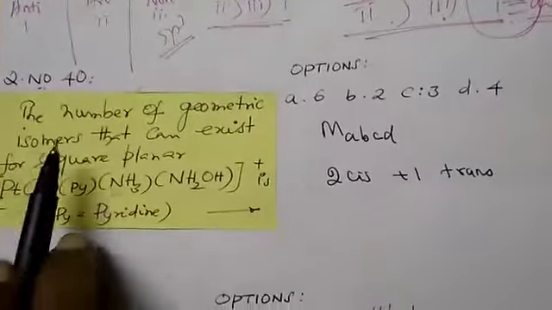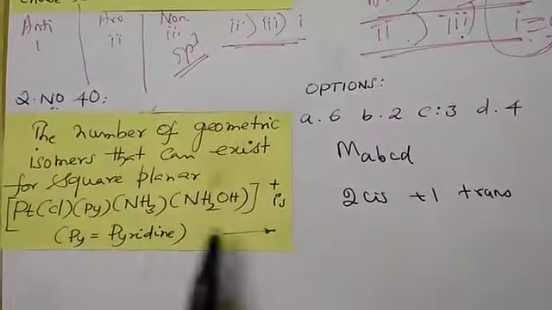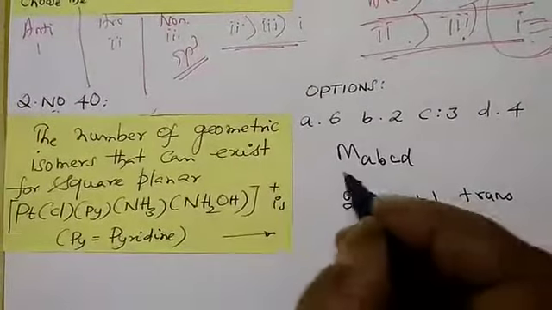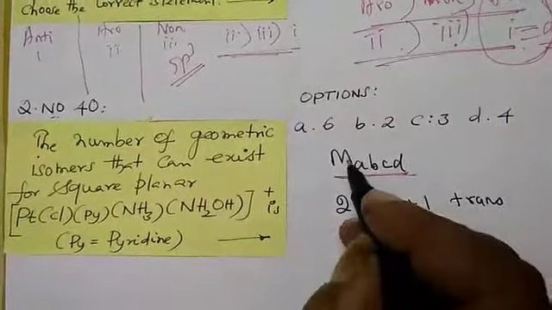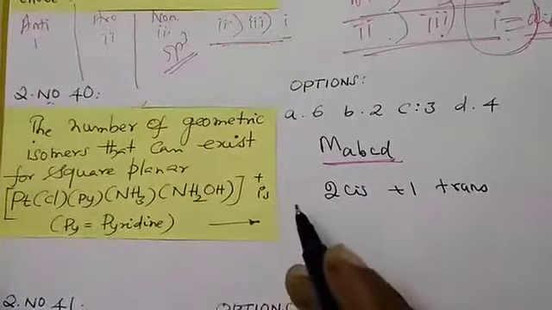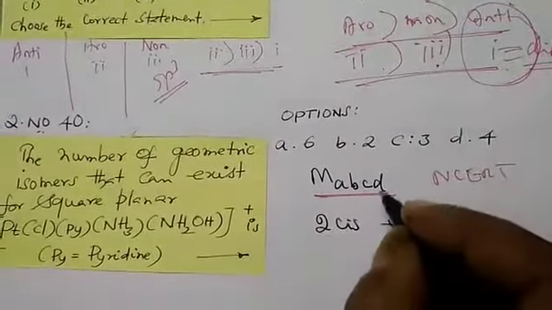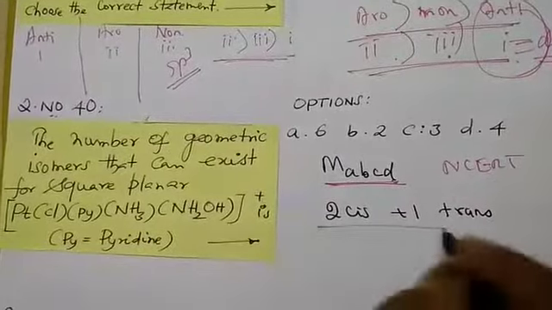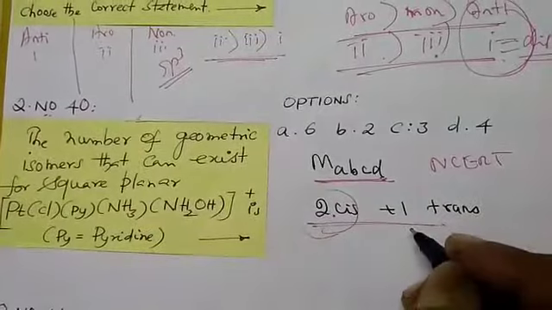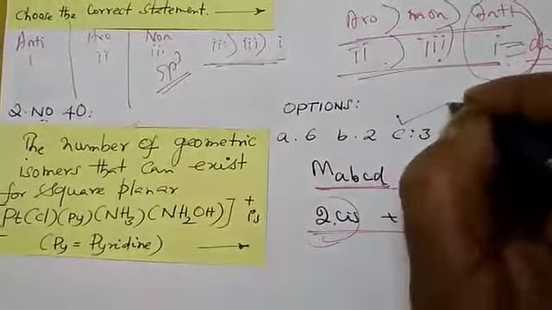Okay, now we are coming to the next one: the number of geometrical isomers that can exist for the square planar complex. Here I am giving the representation now. A central metal atom with 4 ligands, where all 4 ligands are different. Since they are different, this is an NCERT-based question. When all four are different, it is known that it can have 2 cis isomers and only 1 trans isomer. Totally you have 3 geometrical isomers only.